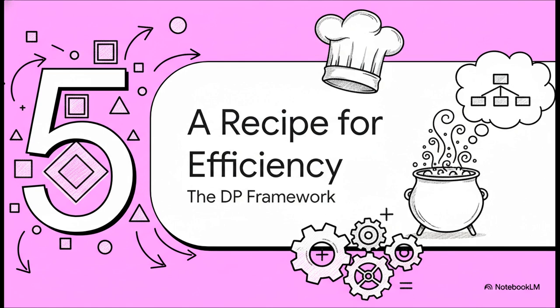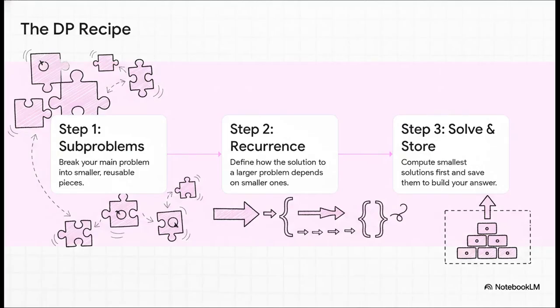Okay, so we've looked at two totally different problems, one with numbers, one with text, and solved them using the exact same core strategy. Let's boil this whole thing down into a simple recipe, a kind of mental checklist you can use when you run into problems like this. Step 1, look for those overlapping subproblems. Can you break your big problem down into smaller pieces that you'll need to solve over and over again? Step 2, find the recurrence. That's the rule, the formula that connects the bigger problem to the smaller ones. And step 3, solve and store. Start with the tiniest subproblems, figure out their answers, write them down, and use them to build your way up to the final solution. That's the recipe.